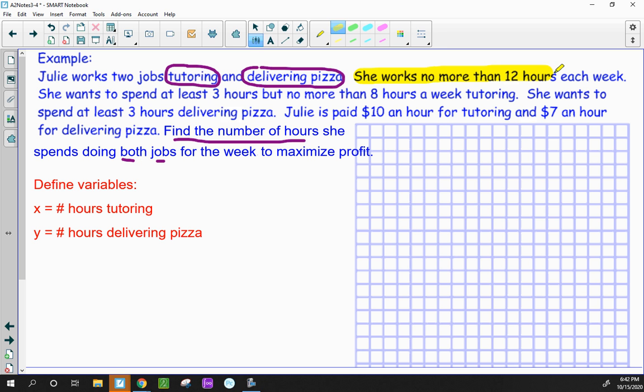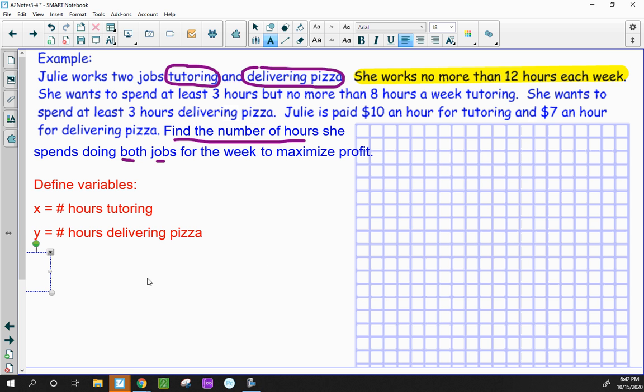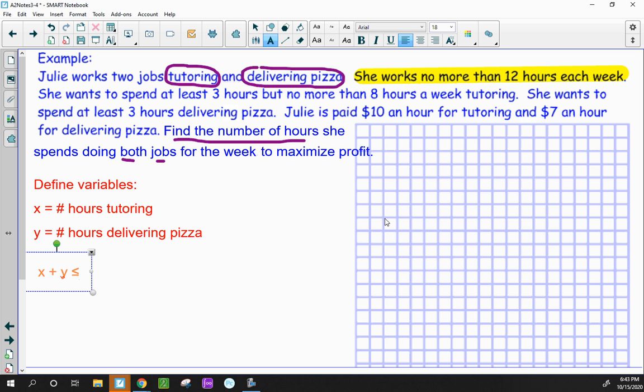Alright, she works no more than 12 hours each week. That sentence tells me that 12 is the max. That's the most hours she works. It's not specific about which job, so that sentence I've highlighted is asking us to consider one constraint: she's working hours tutoring, but she's also working hours delivering pizza, and it says she works no more than 12. If 12 is the max, that means we can equal that amount, but we can't go over it. So we have to use the less than or equal to symbol. Okay, so that's one constraint.